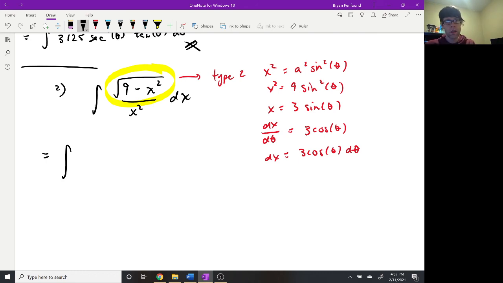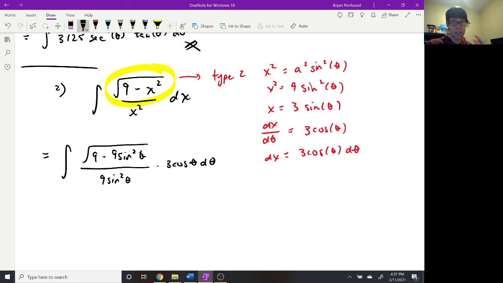So we are going to take this square root. We're going to replace x squared with 9 sine squared theta. In the denominator, x squared, we know that that is 9 sine squared theta. Dx becomes 3 cosine theta d theta. So here's our substitution using that x squared equals 9 sine squared theta substitution.